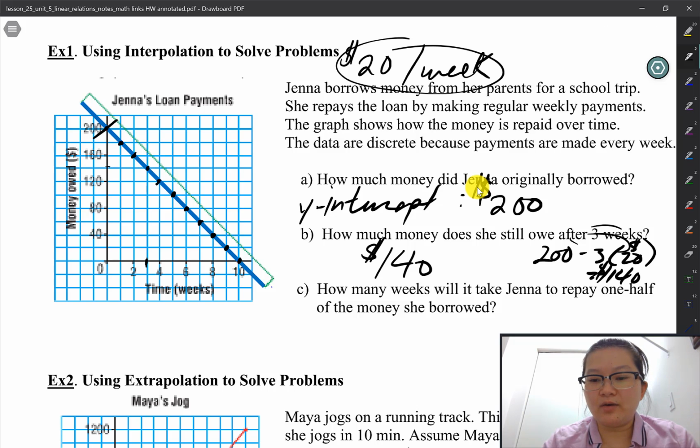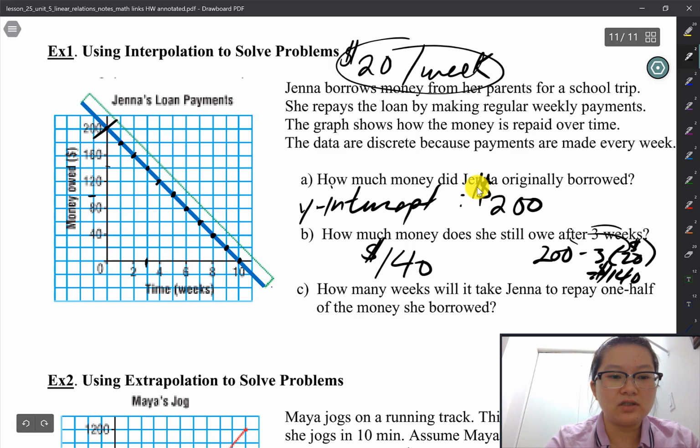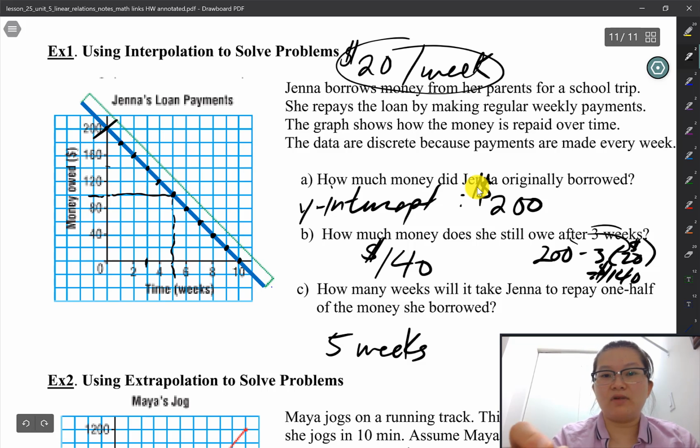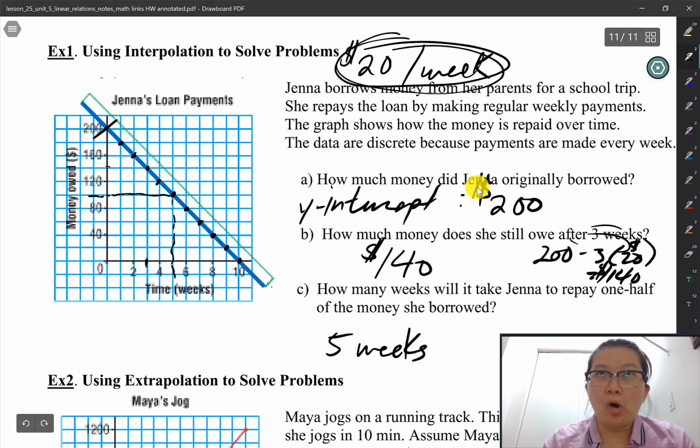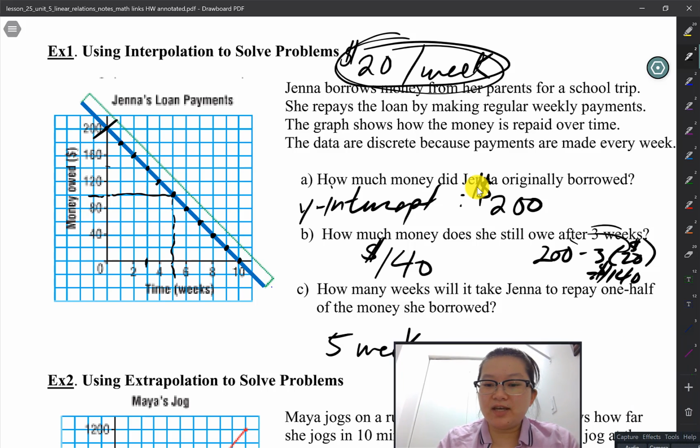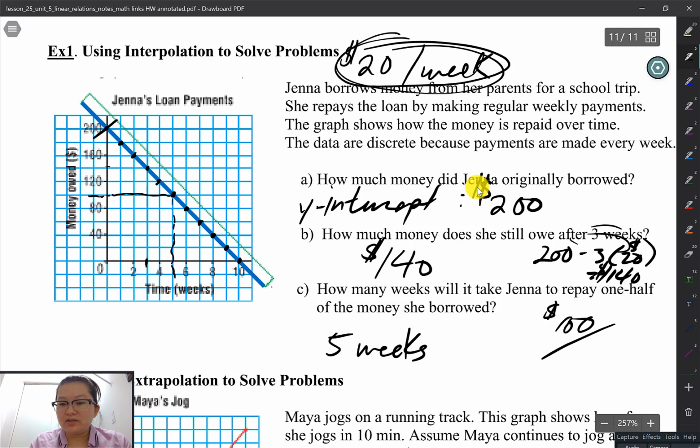Next one. How many weeks will it take Jana to repay half of the money she borrowed? Again, you could use the graph. Half of the amount would be $100. So you go across the graph, it intersects there, going down, that's 5 weeks. Or we can take a look at the rate again. We know that Jana borrowed $200. Half of $200 is $100. If we take $100 and divide it by the $20 she pays per week, we can figure out how many weeks that is, which is 5 weeks.